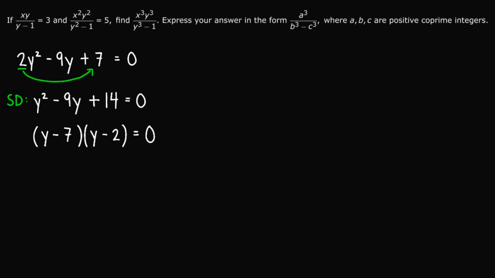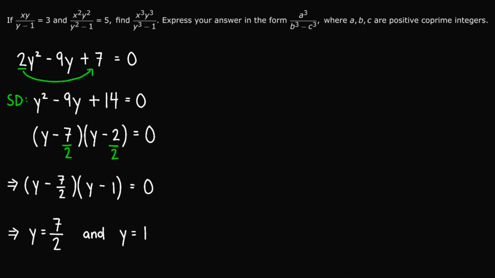So we divide 2 on both sides, and we will obtain y minus 7 over 2 times y minus 1 equals 0. This is now the factored form of the given. So now we can easily obtain the value of y. From this, we know that either y is equal to 7 over 2, or y equals 1.